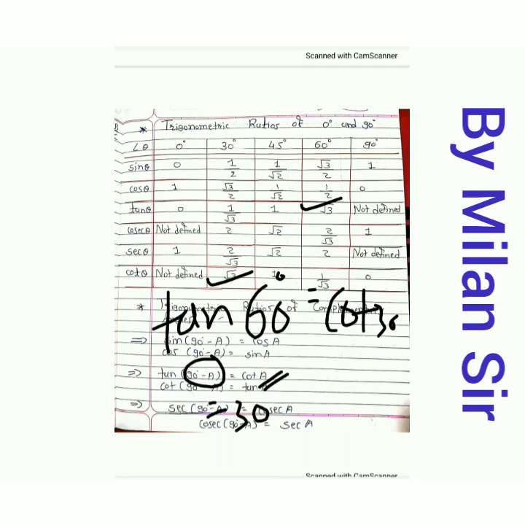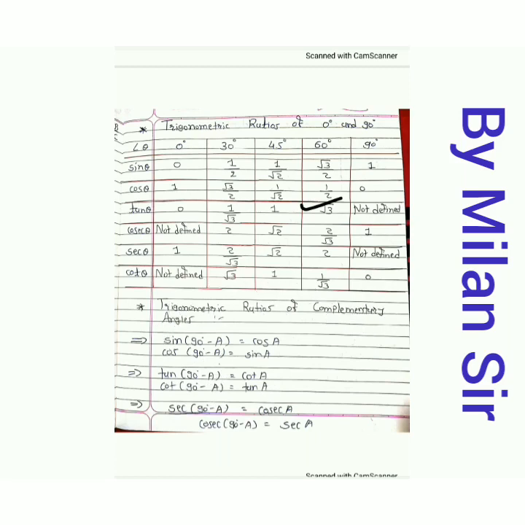Same way you can get cot(90 minus A) is equal to tan A. I am putting here A equal to 30. You can put any value, 0, 30, 45, 60, 90, and rather than this you can take 15, 27, any value. For all those values this formula is true. It is a formula of complementary angles, right?